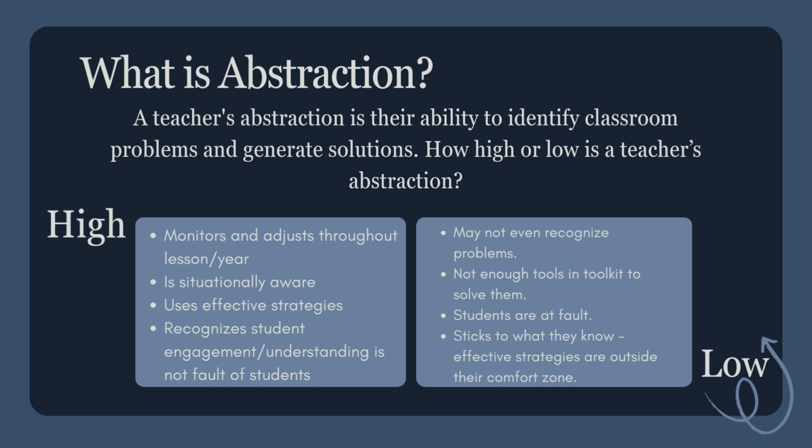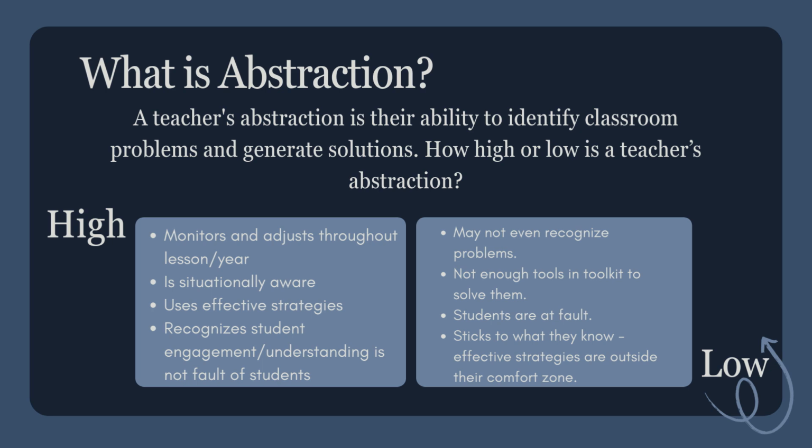But a teacher with a very low level of abstraction, as you're observing them, might not even recognize that there is low student engagement. They are just going to keep trucking along with that lesson. Throughout the year, they're not going to look at that data. They're going to see the data and say, oh, that's the students. I just have a low class this year.